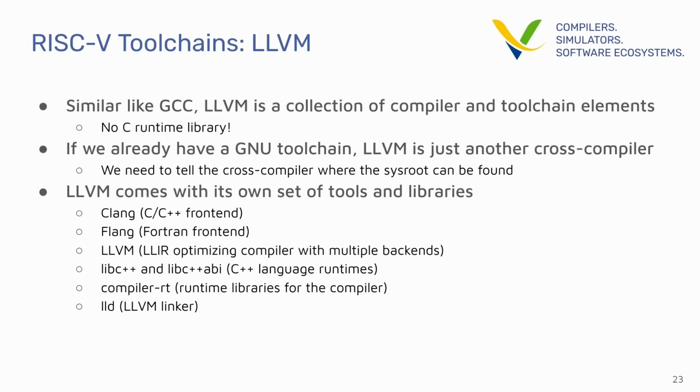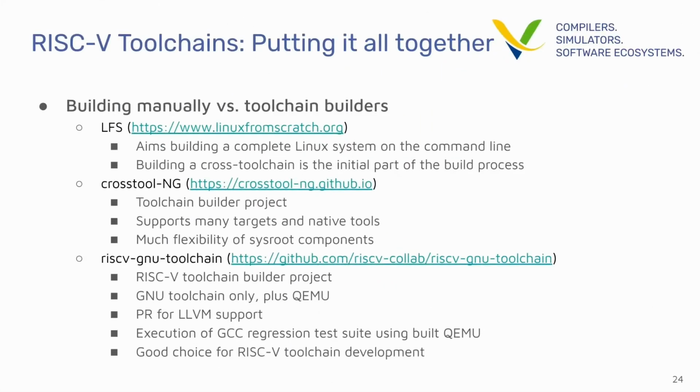So after going through all these software projects, the big question is, how can we put this all together and build a RISC-V toolchain? There are two obvious ways. One is to build everything manually on the command line, and the other one is to use a toolchain builder. When deciding to build everything manually, the Linux from Scratch project is a very helpful resource. This project aims to build a complete Linux system on the command line and provides a lot of documentation around that. Among the initial steps, there are of course the instructions to build a cross toolchain.